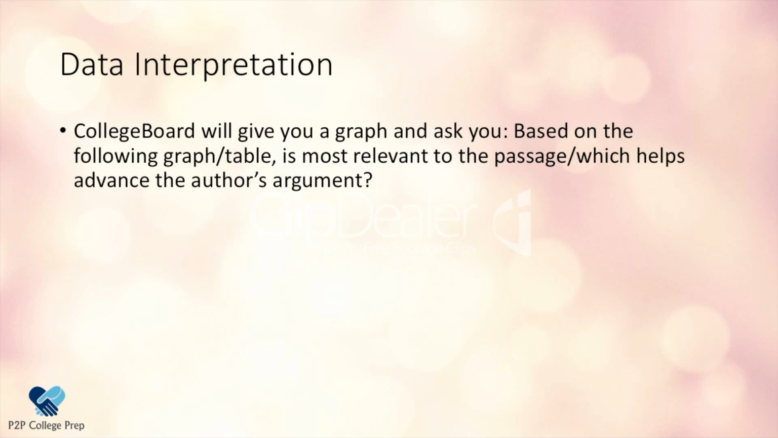For data interpretation, College Board will give you a graph, a table, or some sort of figure and ask you, based on the following graph, table, or figure, which answer choice is most relevant to the passage and which answer choice helps advance the author's argument. As we go through the practice problems today, I want you to ask yourself these two questions. One, is the answer choice that you're picking actually supported by the graph? And two, does the answer choice that you're picking make sense in the context of the passage? So now that we have that down, let's go ahead and look at some of the released data interpretation problems from the College Board.